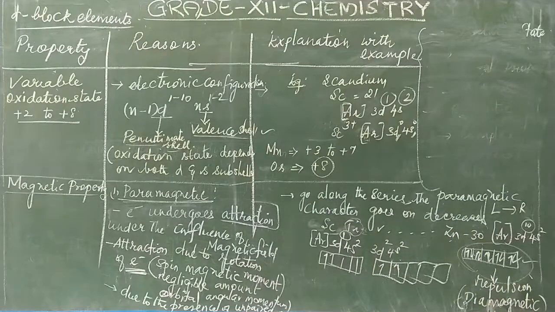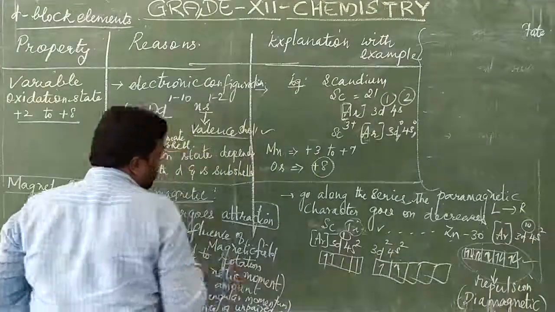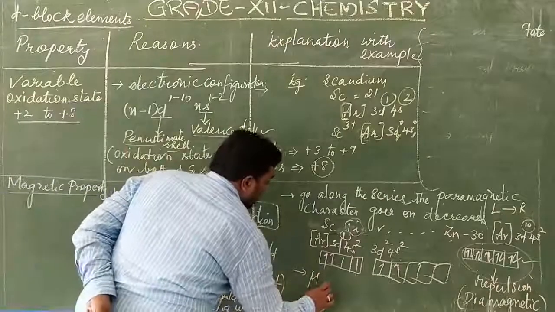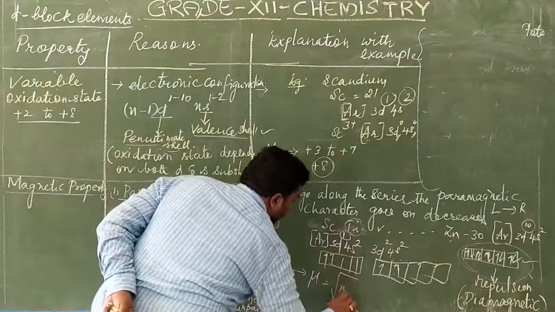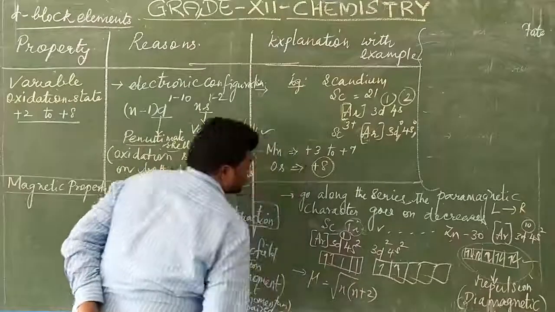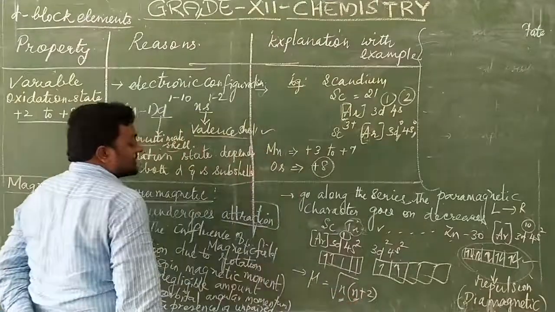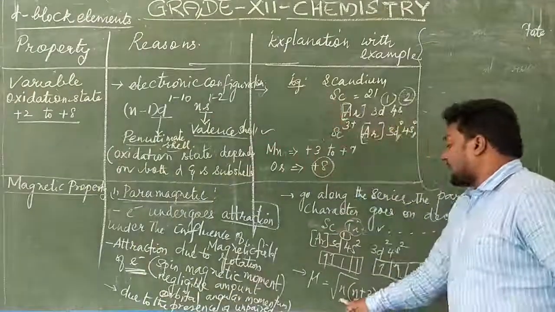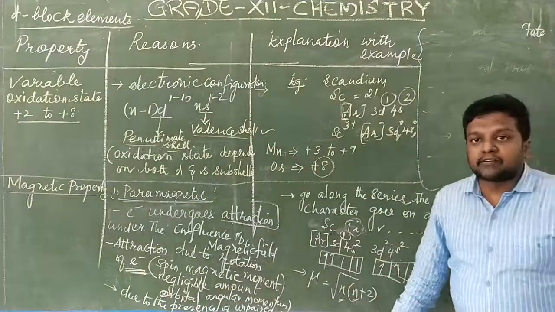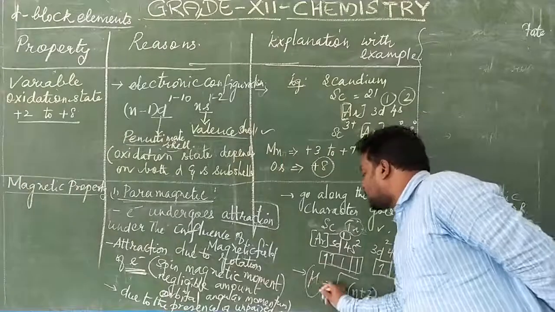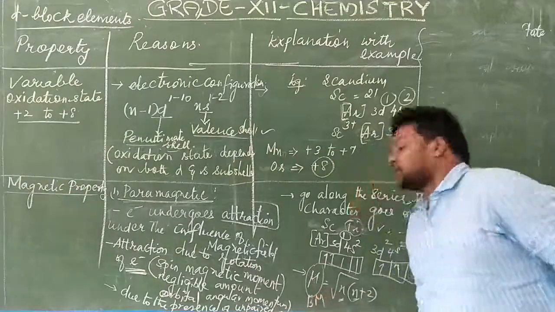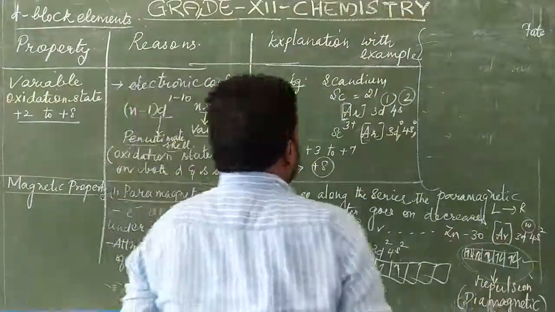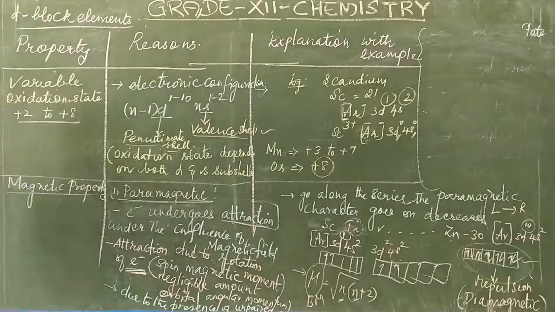And this is the paramagnetic character. For the paramagnetic character, in order to calculate the Bohr magneton, that is mu, there is a formula: root of n into n plus 2. What is this n? n represents the number of unpaired electrons. So when we calculate, we will be finding out the Bohr magneton. Can you understand? So what is the first property? Variable oxidation state. The second one is the magnetic property.